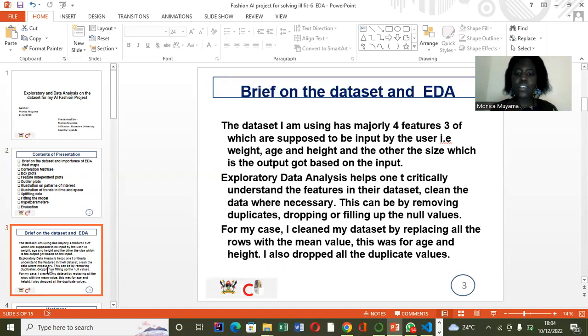Exploratory data analysis helps one to critically understand the features in the dataset, and clean the dataset where necessary. Cleaning the dataset can be done by removing duplicates, dropping or filling up the null values. For my case, I cleaned my dataset by replacing all the rows with null values with the mean value. This was for age and height, which had some null values. I also dropped all the duplicate values.